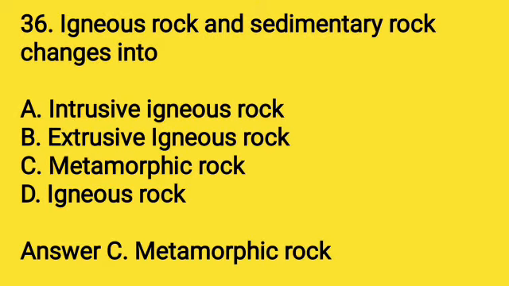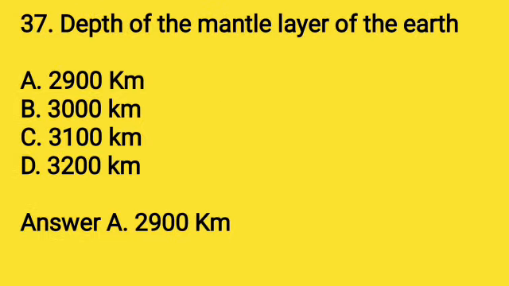Answer D. Fire. 36. Igneous rock and sedimentary rock changes into A. Intrusive igneous rock. B. Extrusive igneous rock. C. Metamorphic rock. D. Igneous rock. Answer C. Metamorphic rock. 37. Depth of the mantle layer of the Earth. A. 2,900 kilometers. B. 3,000 kilometers. C. 3,100 kilometers. D. 3,200 kilometers.